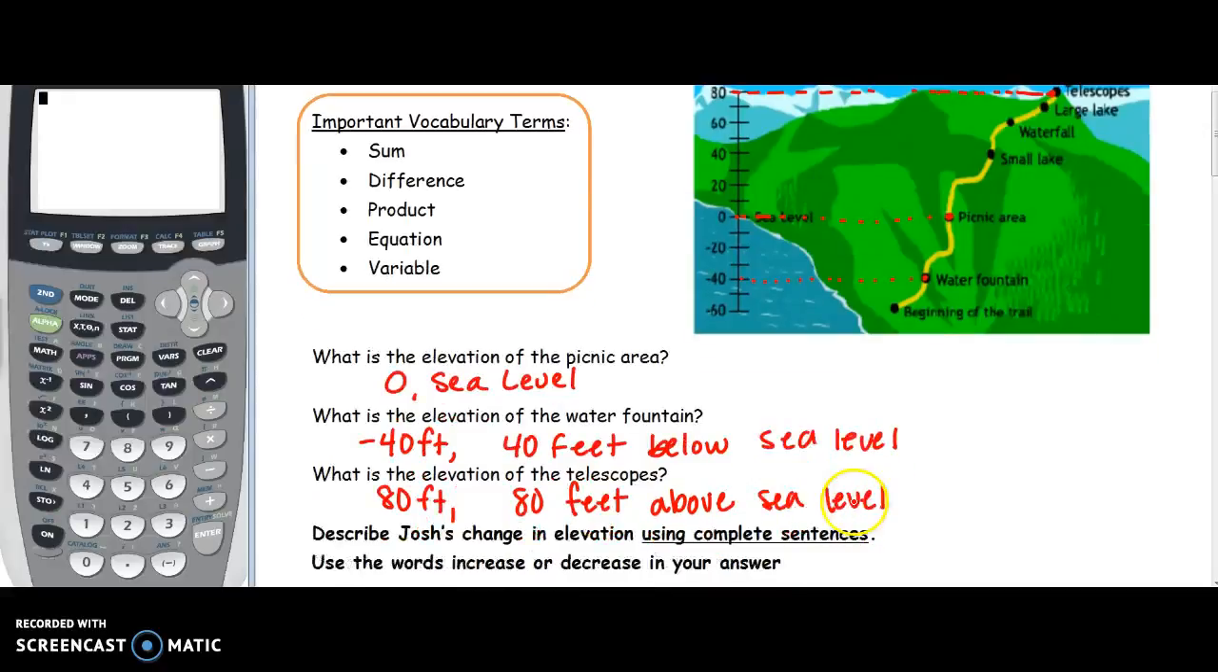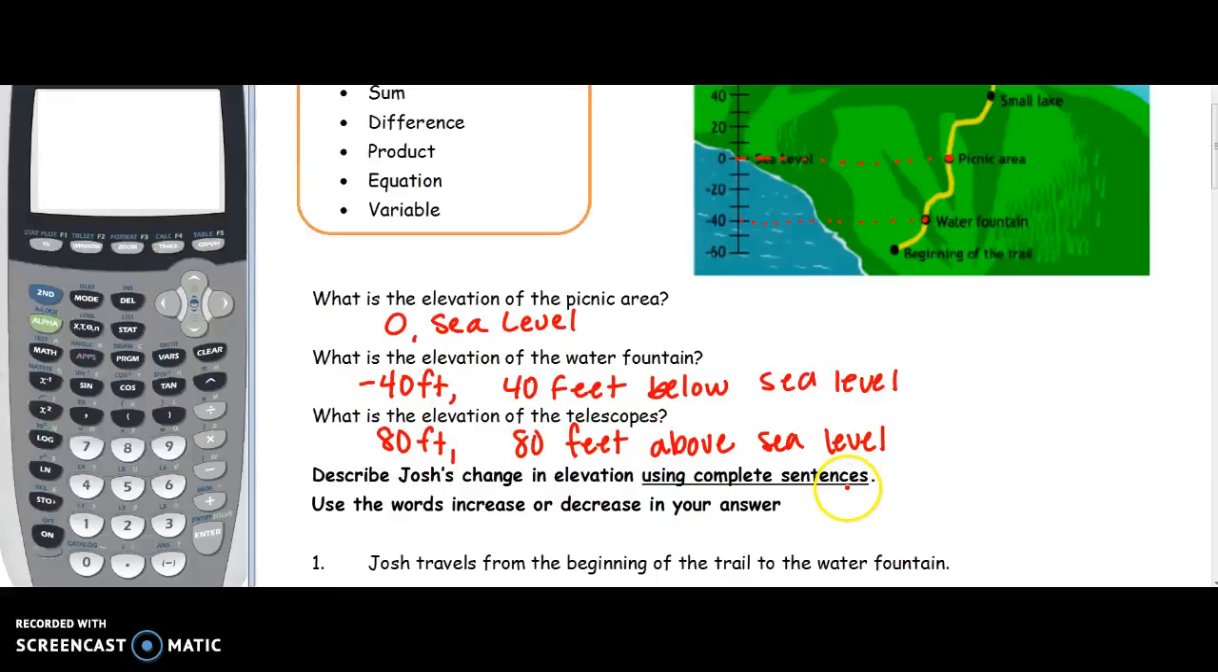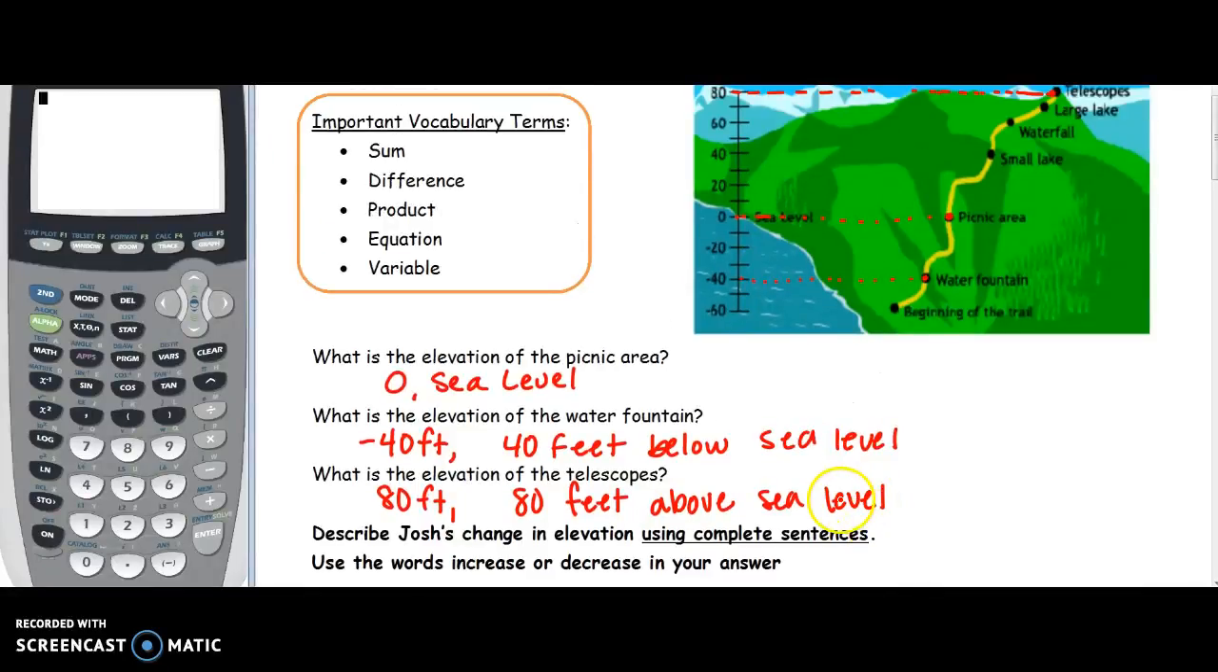Okay, so the next group says, describe Josh's change in elevation using complete sentences. Use the words increase or decrease in your answer. So obviously, if we're going from the picnic area to the telescopes, our numbers are going up, correct? So that means you're increasing in your elevation. But if he's headed down, like let's say they had their picnic and they're going back down to the beginning of the trail, their elevation's going down, so it's decreasing. So that's how we have to use those words.